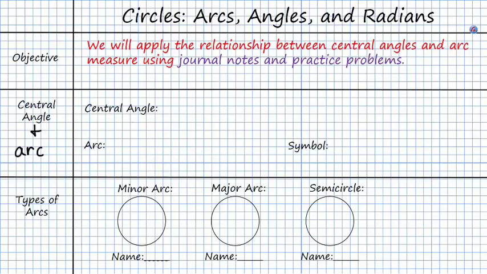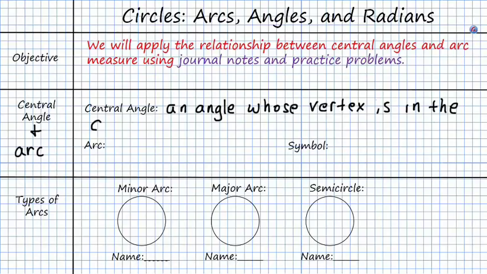A central angle is going to be an angle whose vertex is in the center of the circle. Now that's important because the center of the circle is a very specifically defined term. So it will always be at one specific point in the circle, and that is the center.